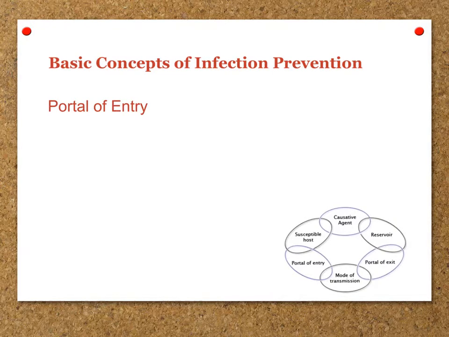Okay, and then we can talk about portal of entry. Now we had a portal of exit, we need a portal of entry. So all your body orifices create a portal of entry. Your nose, your mouth, your eyes, your urethra, all of those things are places where germs can find their way into the human body. Thankfully, all of our orifices have some defenses, and I'll talk about that in a minute when we get to susceptible host.